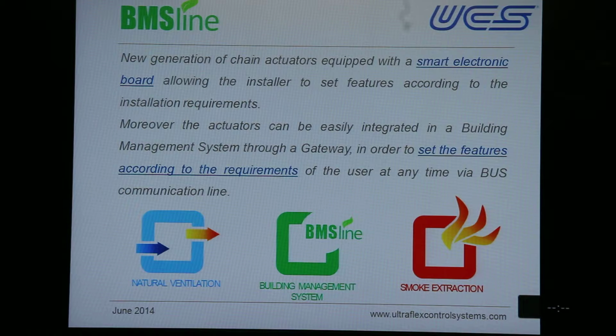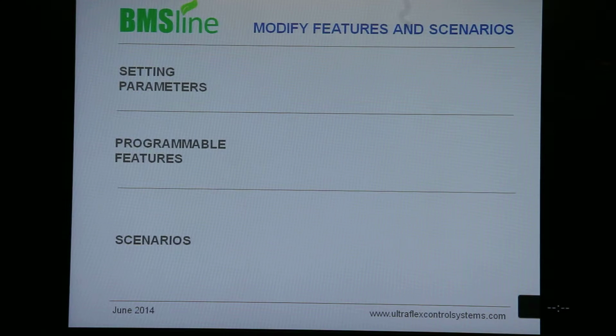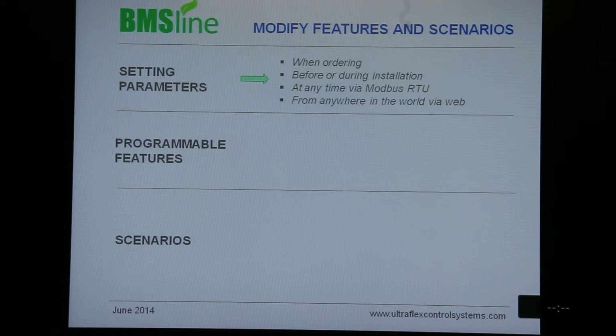So here are the three types: natural ventilation, BmS line and smoke evacuation, of which we have already seen the natural ventilation. Now let's see the modified features and the sensors. Setting parameters, programmable features and scenarios. Setting parameters is done when ordering, before or during installation, at any time via Modbus RTU, from anywhere in the world via web. So for the installation of the BmS line, you can get all the setting parameters through these modes.